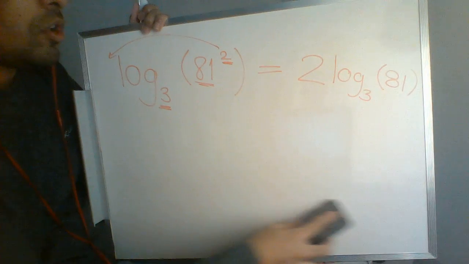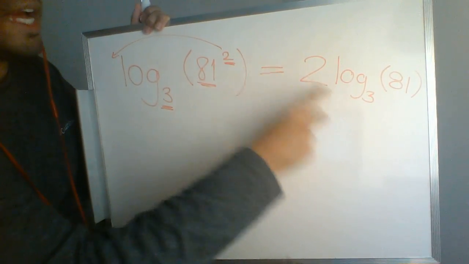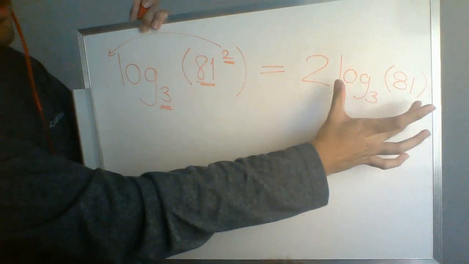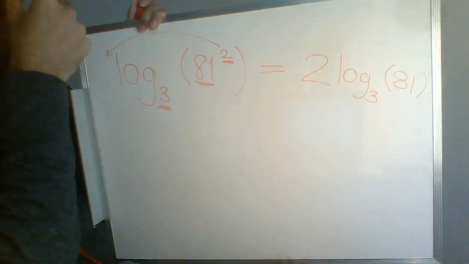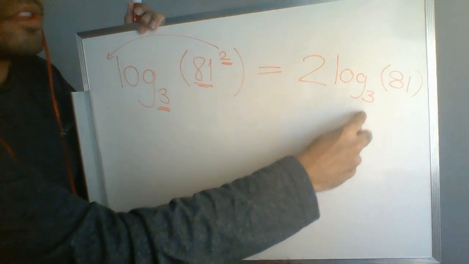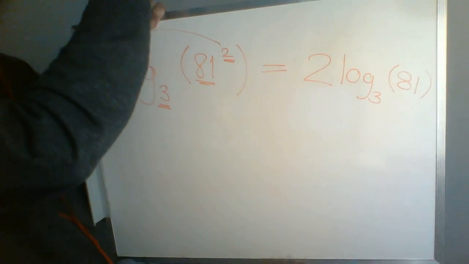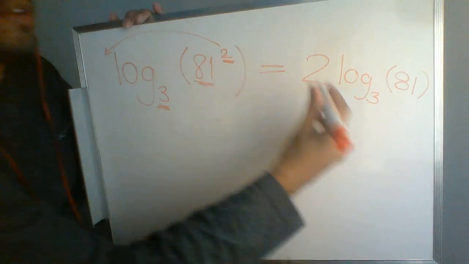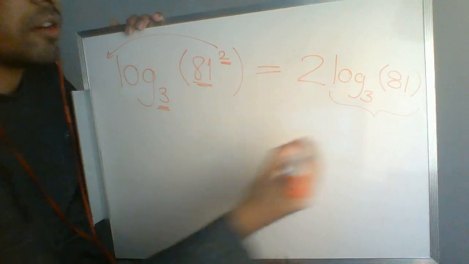So what we've got now is 2 times, the fact that we've got 2 right next to all of this without an operation in the middle, once again, means multiplication. So it's going to be 2 times the logarithm base 3 of 81. So let's figure out that logarithm base 3 of 81 first. Let's figure out this part first.